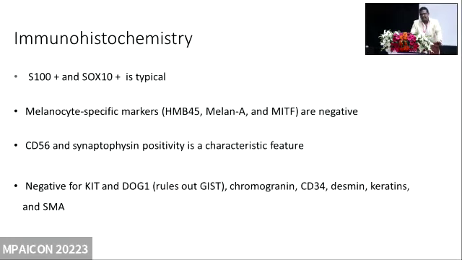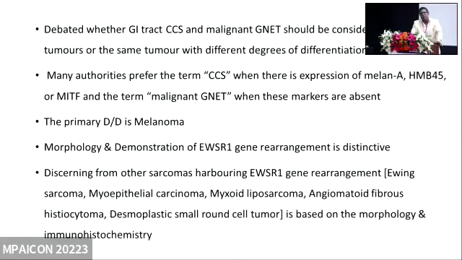The morphology which has been described is quite typical with the case in study. Immunohistochemistry was also typical, except that synaptophysin can be positive, which was negative in our case. The melanocytic markers were negative. S100 and SOX10 are typically positive. So whether to call it a clear cell sarcoma of the GIT or a GNET depends on whether there is expression of Melan-A, HMB45 or MITF. If it is there, you call it CCS. If not there, you call it GNET, which is mainly a malignant tumor.